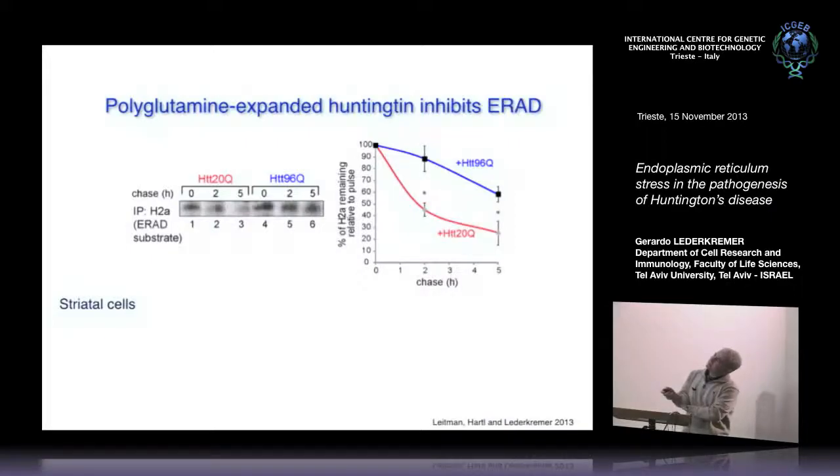We're looking at a pulse chase in the presence of a wild-type Huntingtin, 20 glutamines, and here you have a normal degradation of the protein. It's disappearing with time. And this is if we express the polyglutamine expanded Huntingtin, the pathogenic Huntingtin. And you can see that there's a very strong stabilization of the protein. So it does seem to be inhibiting ERAD. And importantly, we did this in striatal cells, which are the most relevant for the disease, as I told you at the beginning.